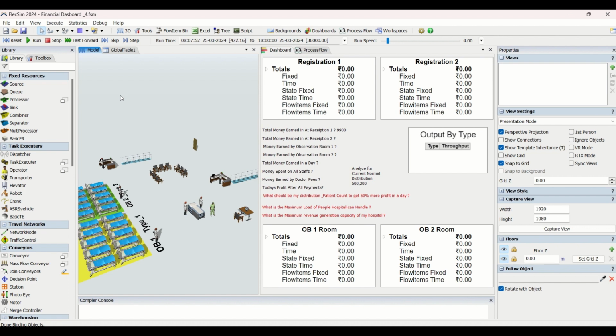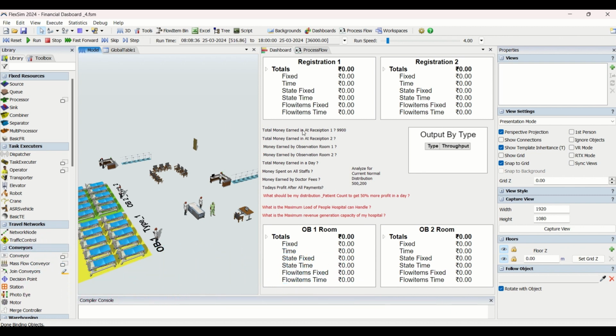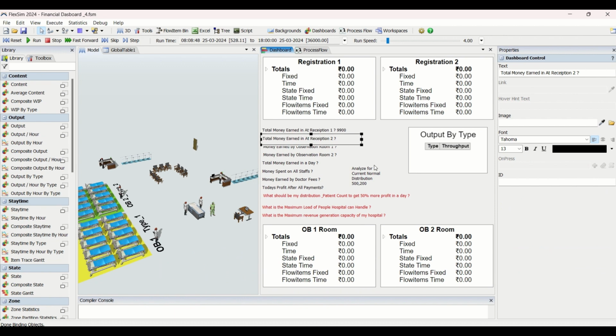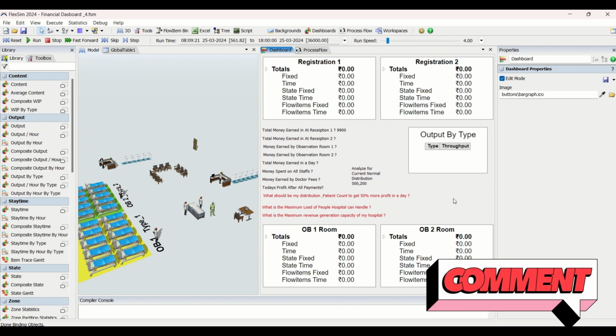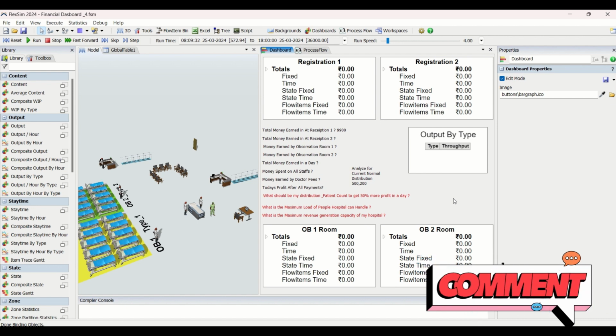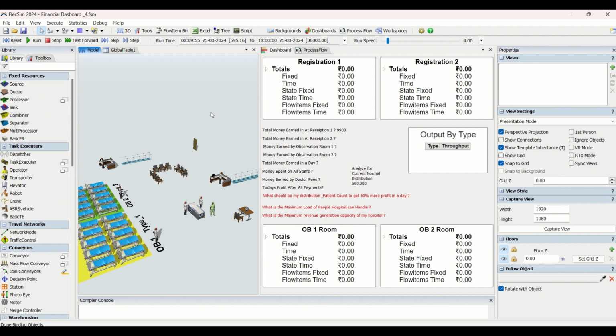The financial dashboards available in Flexsim help us with financial analysis and study. If you look at this dashboard window, we have listed some questions which we are going to answer by using the financial dashboards. So we are going to learn how to use the financial dashboards and answer the questions listed here. Video 1 is already available, in which we discussed the earnings we got from registration 1 and 2.